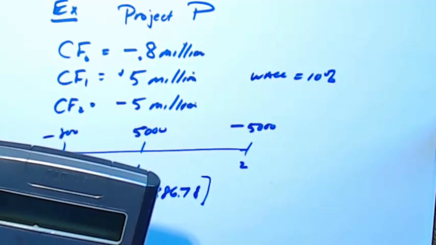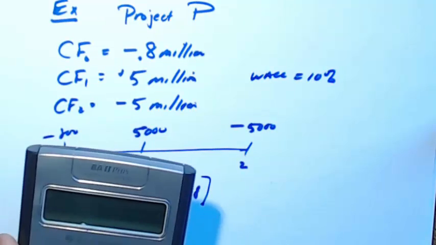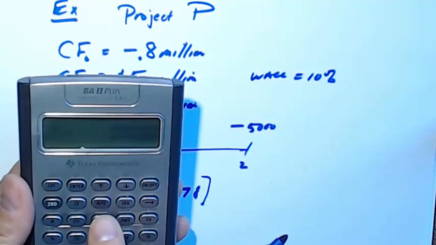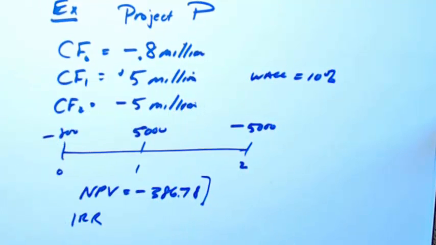And we're going to hit cash flow. Let me get the cash flow zeroed out here. We're going to put in minus, so I'll put it out. I don't have to show you. Put in 800, change the sign, enter. Cash flow 1 is 5,000, enter, down arrow. Cash flow 2 is minus 5,000, enter, down arrow.